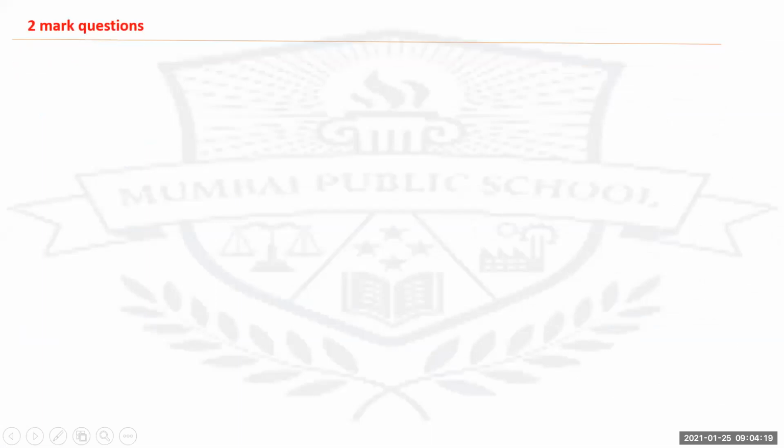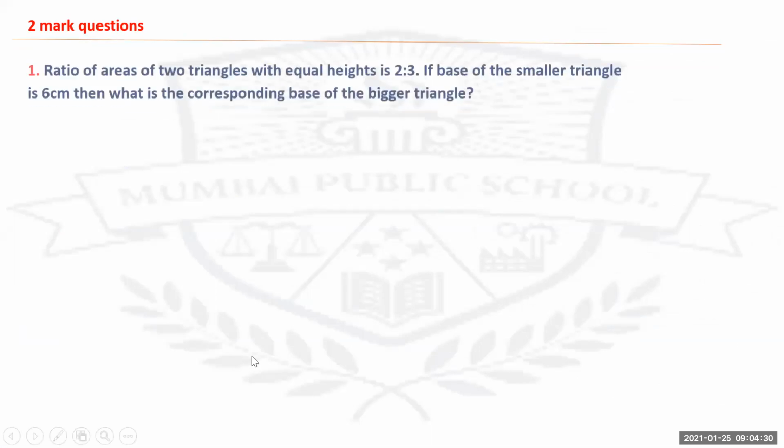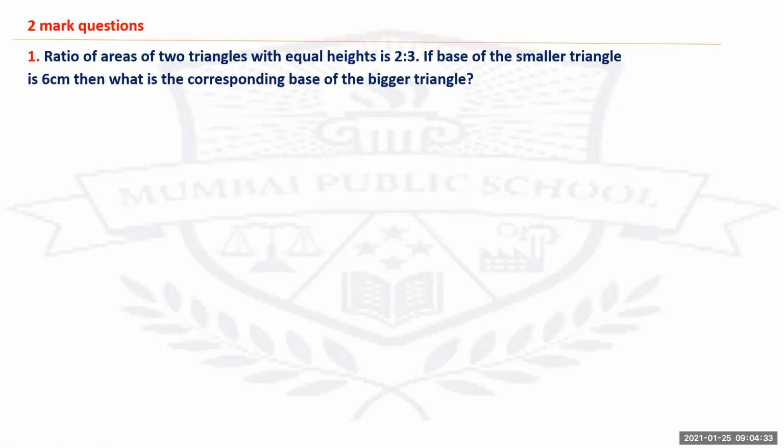See, now these were 1 mark questions. Now the type of 2 marks question. This is all from your textbook. Is this clear to all the students? The ratio of areas of 2 triangles with equal heights is 2:3. If the base of the smaller triangle is 6, then what is the corresponding base of the bigger triangle? Now check. Given the ratio of the areas of the 2 triangles with equal heights, you'll just write whatever things are given to us. Let area of triangle 1 upon area of triangle 2 equal 2 upon 3.